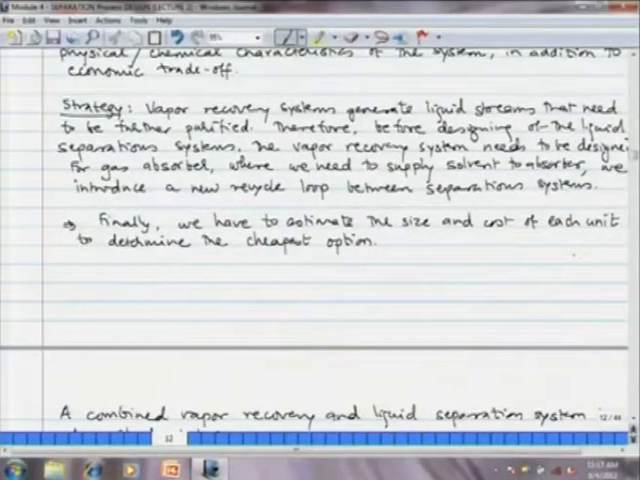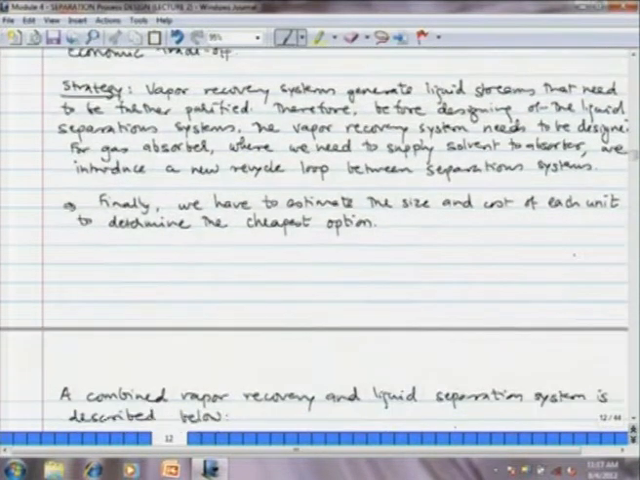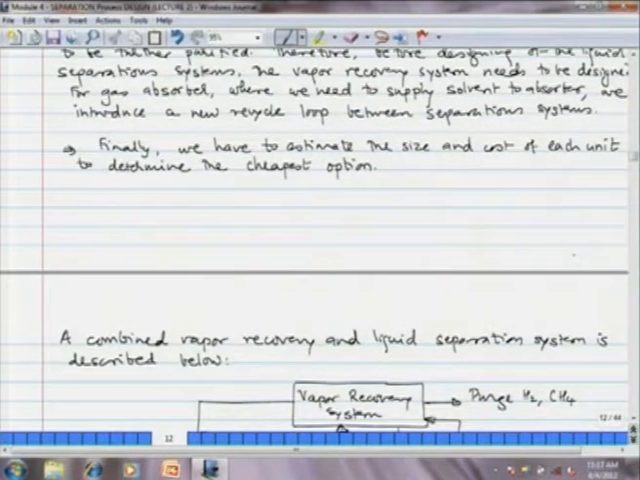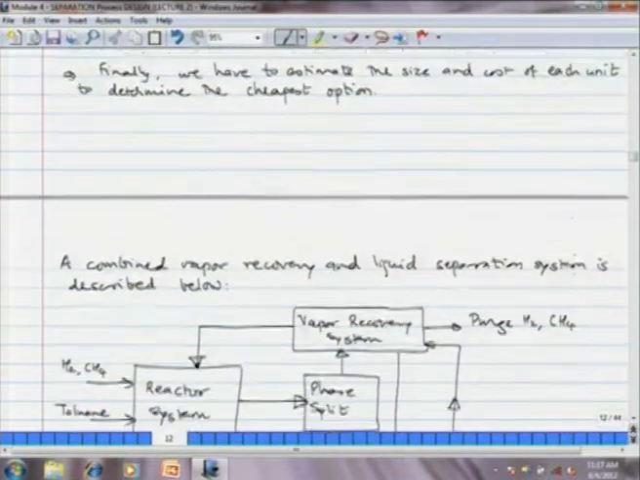The strategy is that the vapor recovery system generates a liquid stream that needs to be further purified. Therefore, the vapor recovery system needs to be designed before the liquid separation system, so that we can calculate the additional load on the liquid separation system in addition to the reactor effluent, the products. For a gas absorber, where we need to supply solvent, we introduce a new recycle loop between the separation systems. And finally, we have to estimate the size and cost of each unit to determine the cheapest operation.